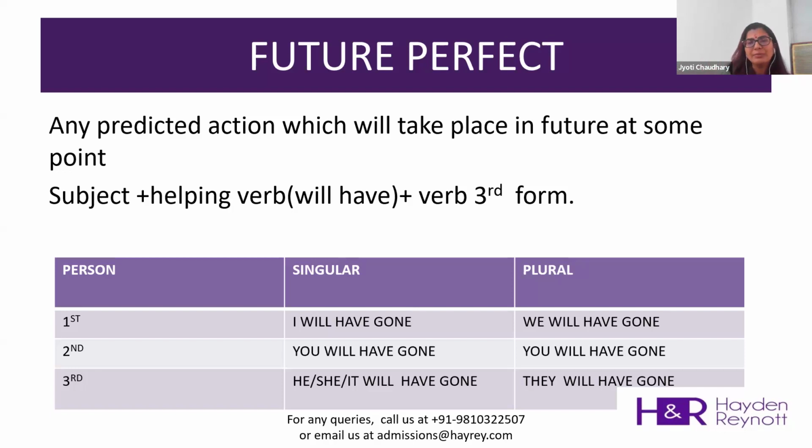Then by this time, this work would have been done. So we use will and have as the helping verbs. And as I said, present, past, or future, perfect tense always uses the third form of the verb.